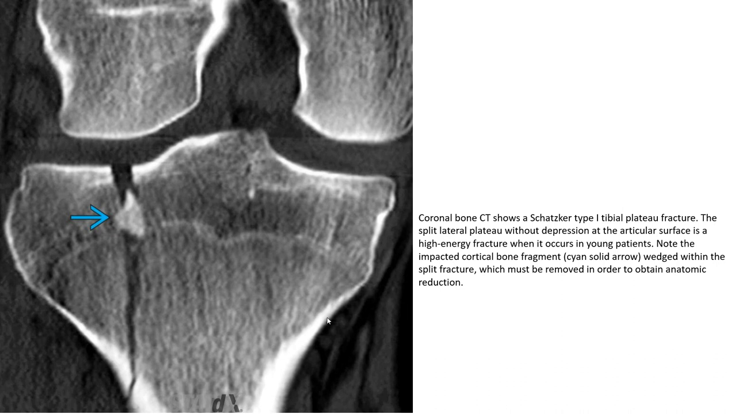Coronal bone CT shows a Schatzker type 1 tibial plateau fracture, a split lateral plateau without depression of the articular surface. It is a high energy fracture when it occurs in a young person. Note the impacted cortical bone fragment in the split fracture, which must be removed in order to obtain anatomical reduction.